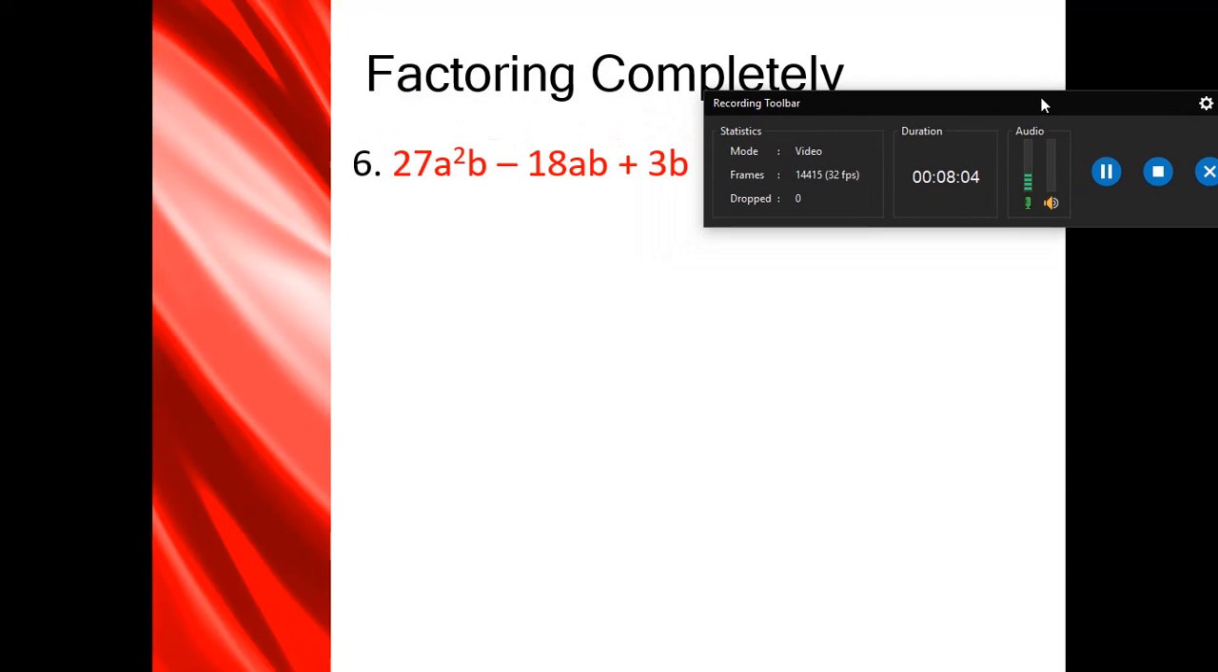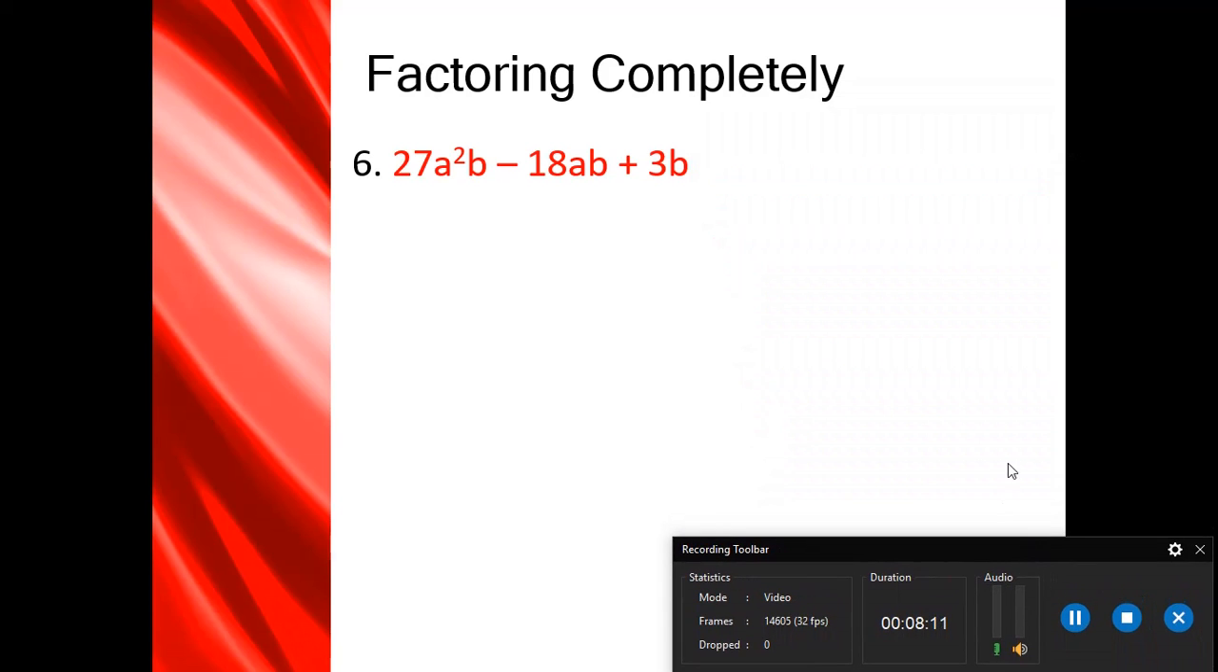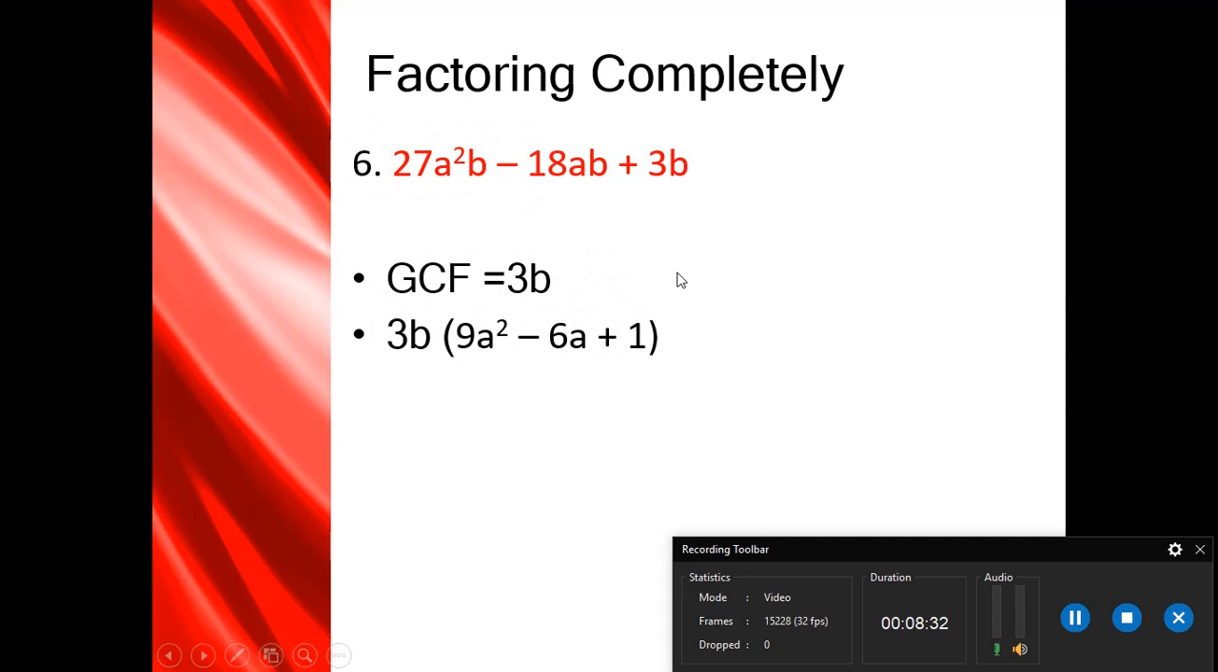For our final problem today, I'm going to ask you to jump to number 6 in the note packet. And our first step, is there a greatest common factor? I'm going to pull out both a number and a letter. So my greatest common factor is 3b. We're going to go through and divide every term in the trinomial by 3b. And that leaves behind a trinomial.